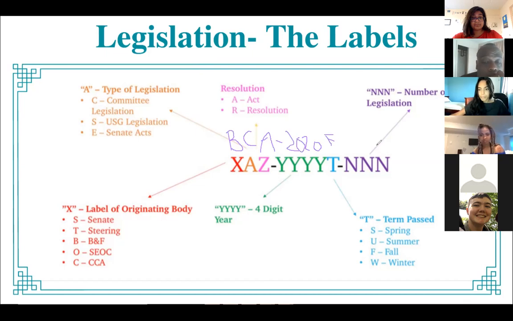And then these three little Ns right here are for the number of the legislation, depending on the term it's being passed or written. So let's say we're writing a legislation for the fall semester, but this is the very first legislation we're writing, then that will be 001. And that's it. That's the labels of a legislation. Just clear this. Okay.